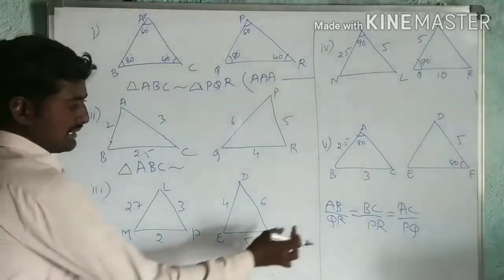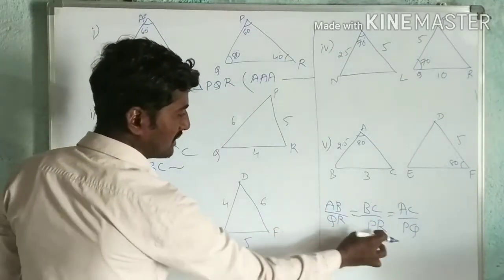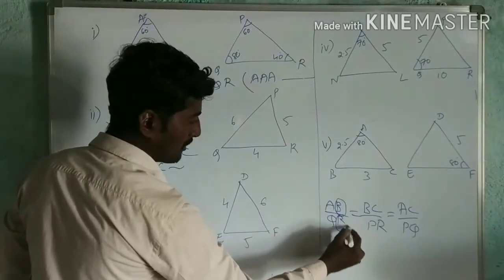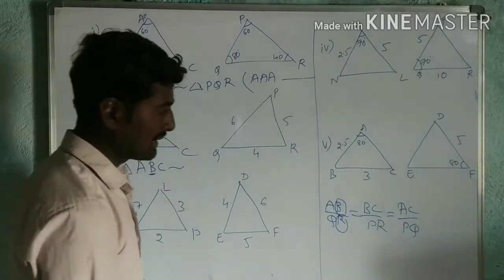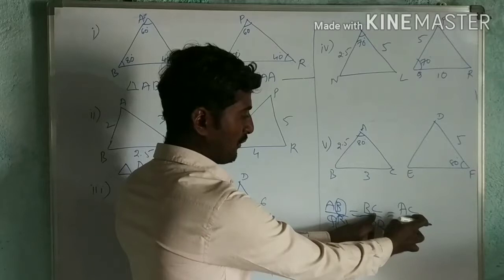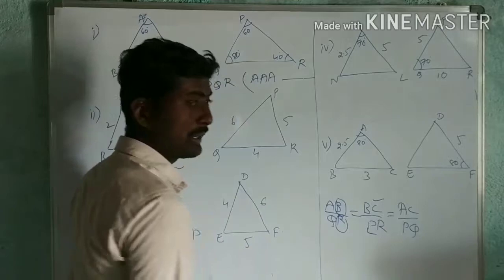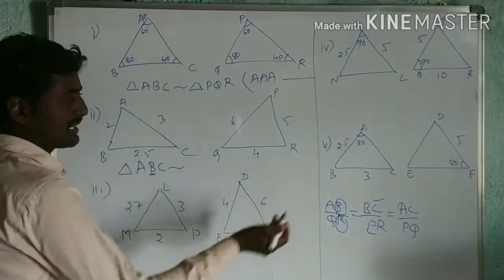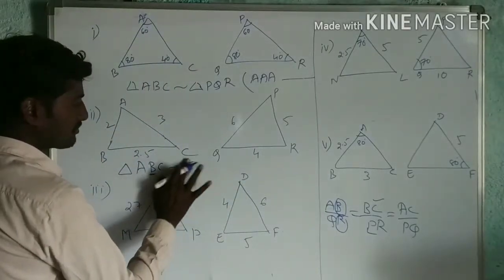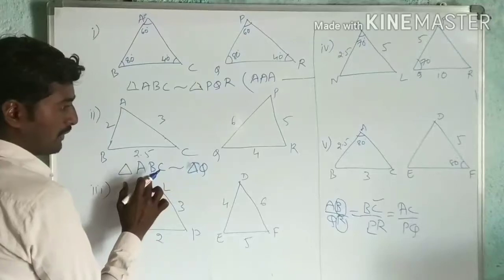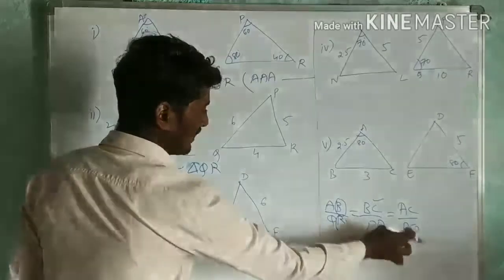Now here is B, here is also B. For these two, the common term is R. So for the vertex B I must write R. Similarly here C, here also C. For C, the common term is P. So for C I must write P. So for A, the remaining one is Q, since R is over, P is over. Triangle ABC for Q. For B, R. Then for C, it is P.